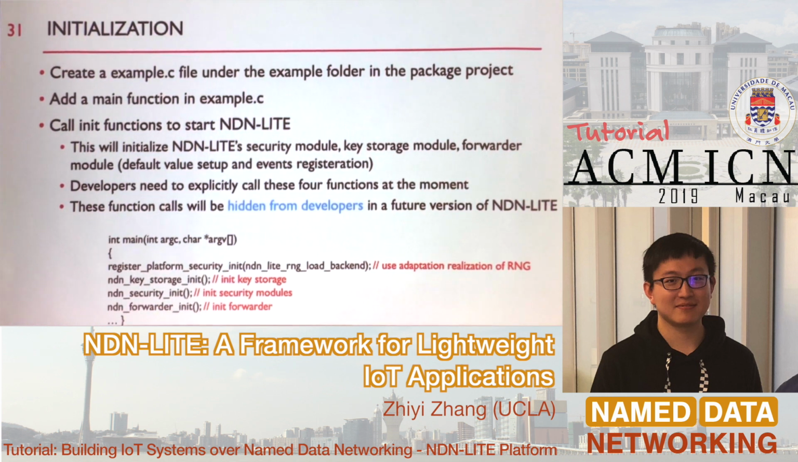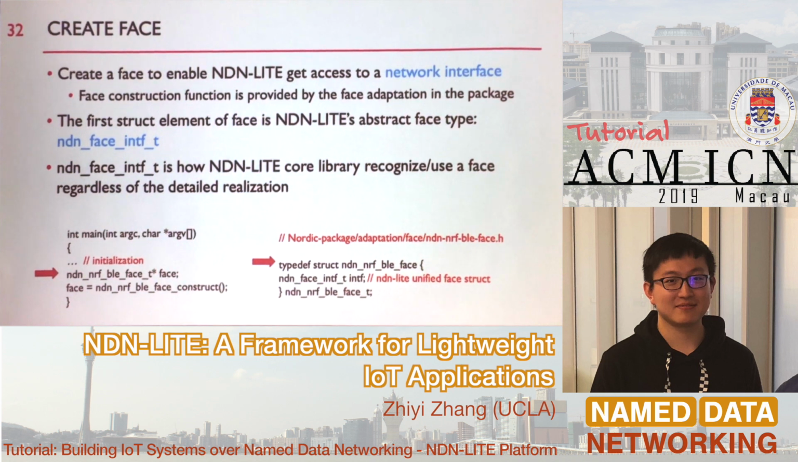So after initialization, we can create a face. We create a face to enable NDN-LITE to get access to a network interface, like Bluetooth. And we can use the function provided by the face adaptation in the package to create such a face. So for example, if you check the code here, we're actually using the NDN BLE face construct function to create the BLE face. And if you check the details of how this NDN BLE face is defined, you can see it contains a struct called the NDN face intf interface type.